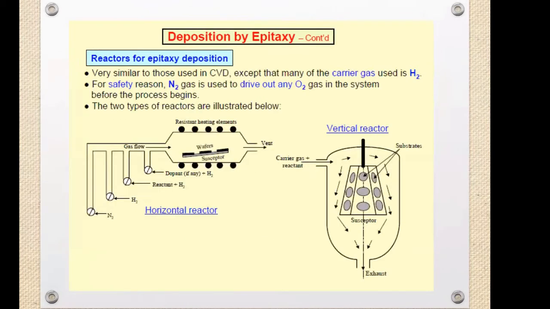So this is the reactor used for the deposition epitaxy method. This is very similar to the CVD reactor, except that there are carrier gases used, H2. So here we are using H2, and we need to take care of possible blasts. If we are not handling H2 with care, then there are issues like a blast or some accident will happen. There are two types of reactor, either horizontal or vertical.